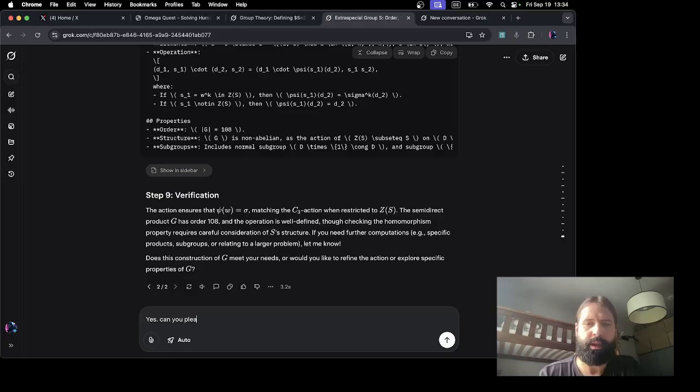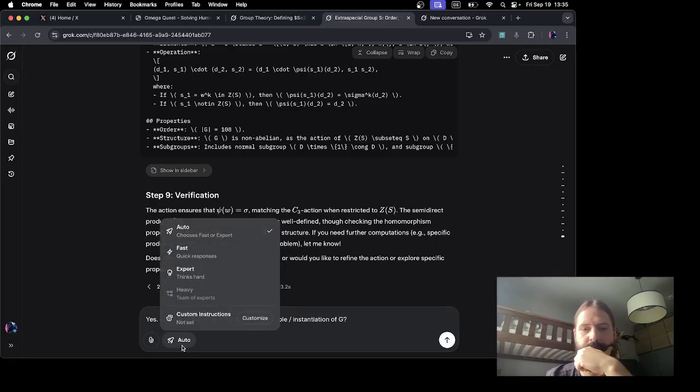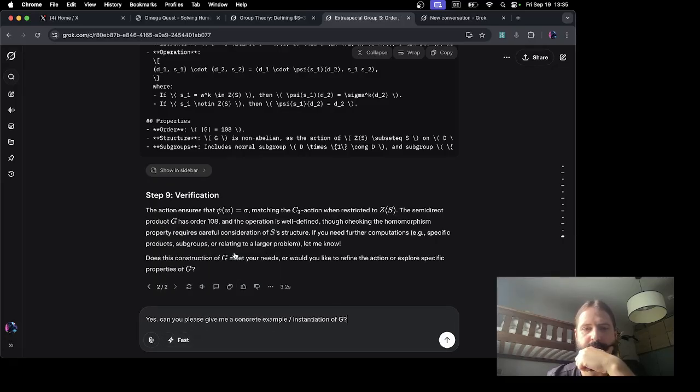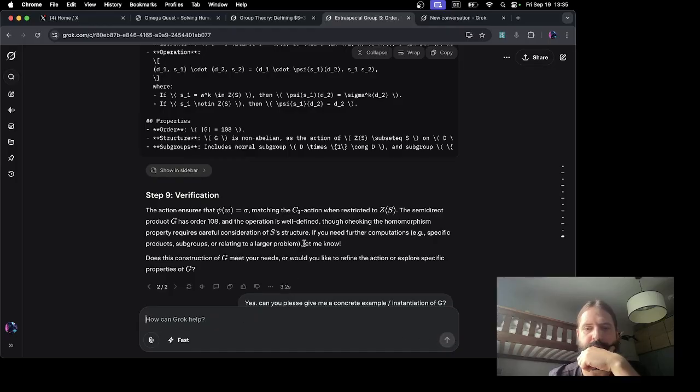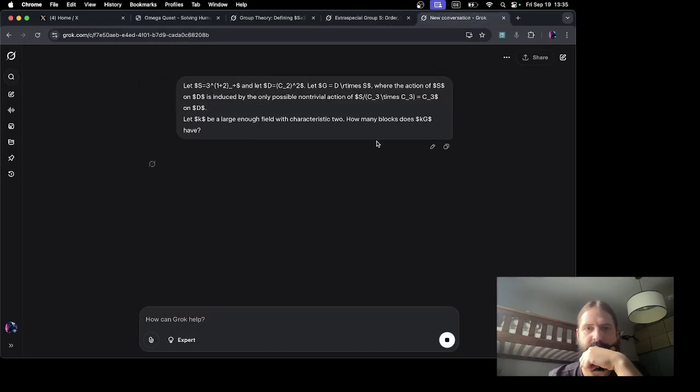Can you please give me a concrete example or instantiation of G? I wanted to think more about G, maybe generate an example. Here we should use quick responses and force it to be fast. In the meantime, it's still thinking for this one.